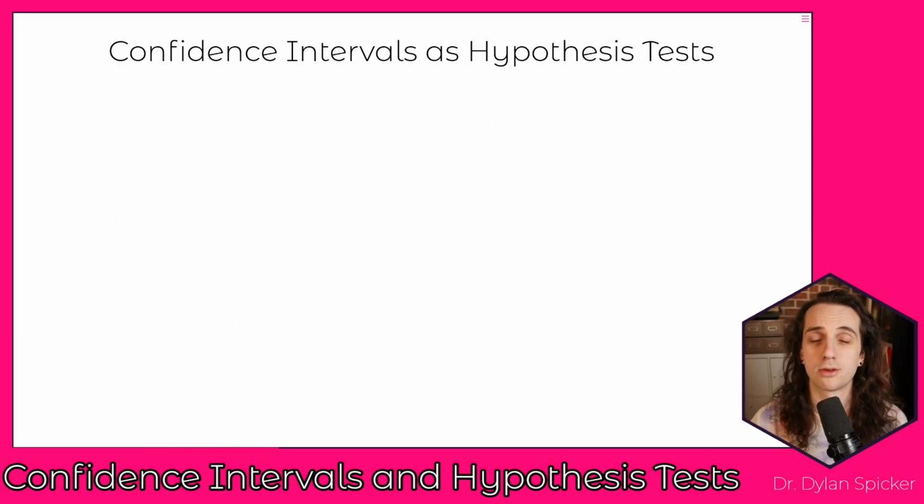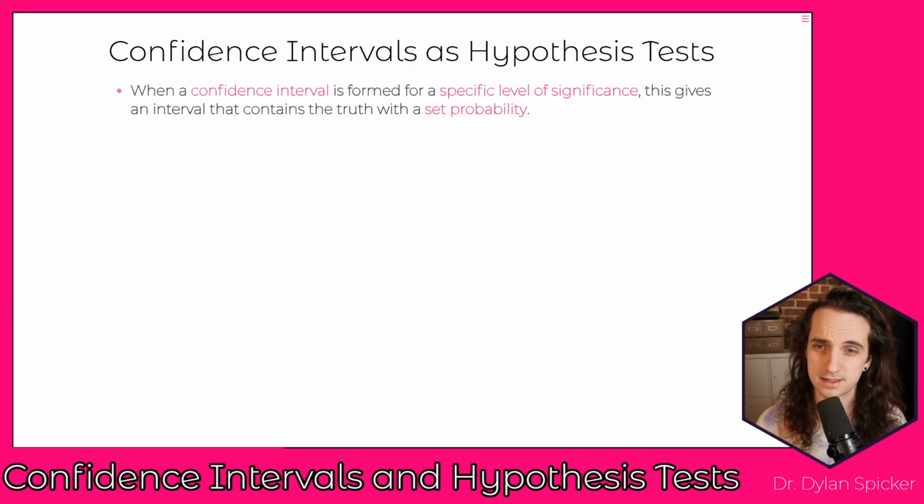So how can we think about confidence intervals as hypothesis tests then? Well, when a confidence interval is formed for some specific level of significance, this is going to give us an interval that contains the truth with a set probability. By definition, a confidence interval gives us an interval that we know is going to have the true parameter in it at some set probability.